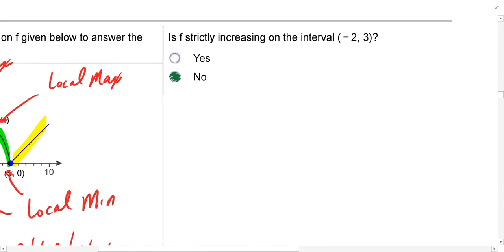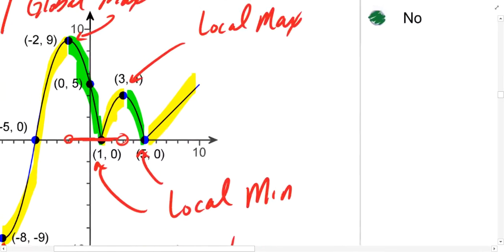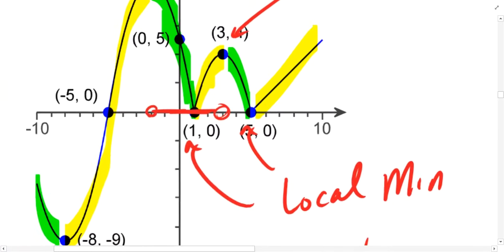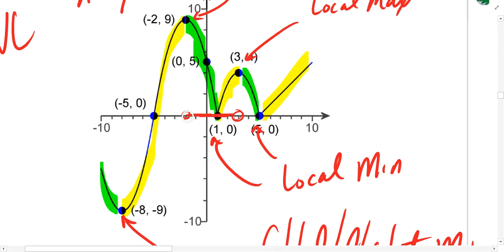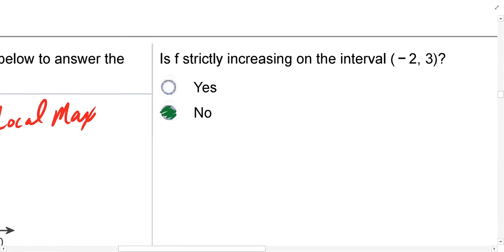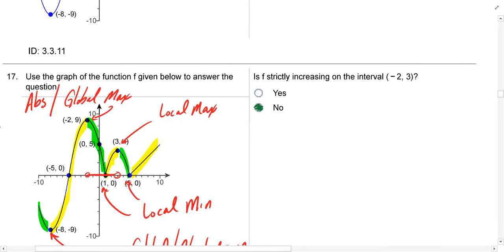For number 17, it's asking, is this function increasing on the interval from -2 to 3? So I marked the interval from -2 to 3, but you'll notice that it decreases for some of that time and then increases. So while there are some points of increasing value, it's not strictly or only increasing on that interval. So we have to answer no to this question.